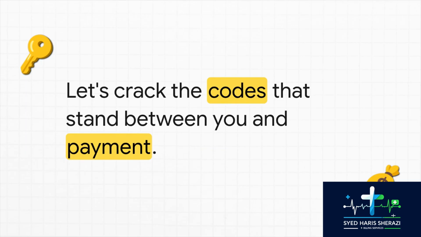Over the next few minutes, I'm going to hand you the keys to unlock a whole series of codes, specifically CO codes 58 all the way through 121. We are going to take all that confusion, turn it into crystal clear clarity, and start flipping those denials into approvals. You ready? Let's do this.